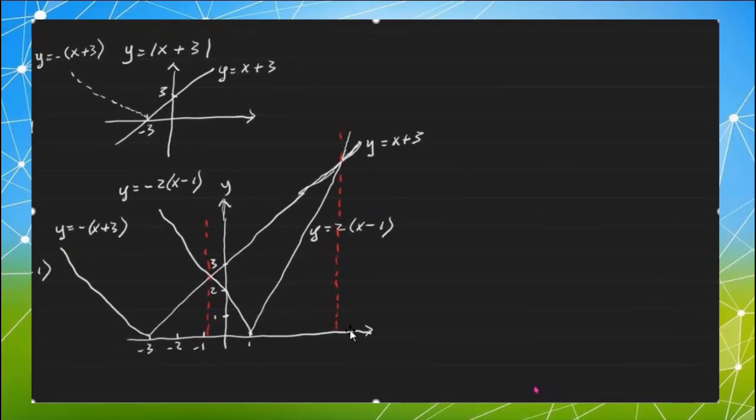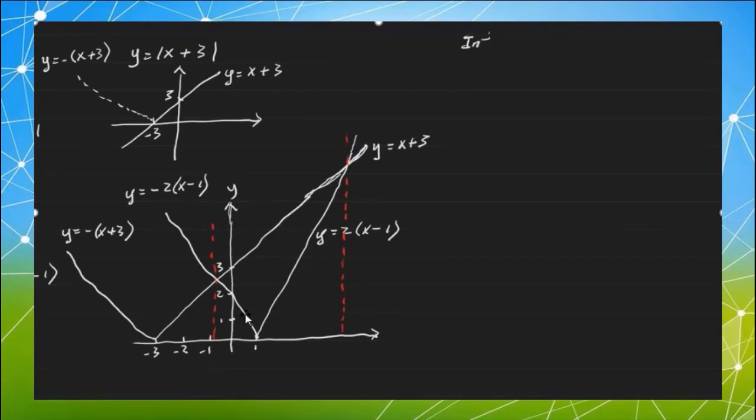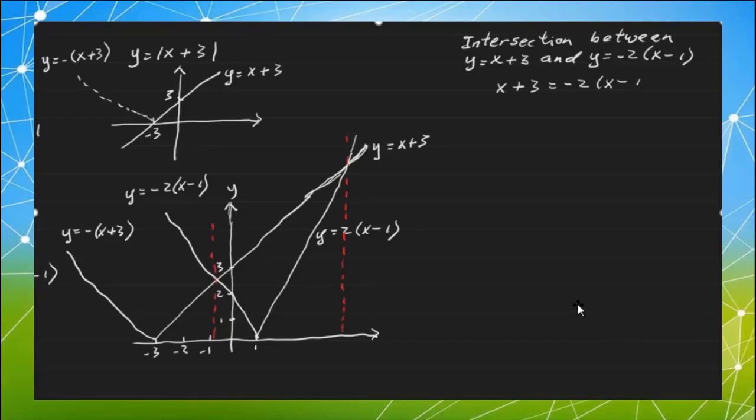Now I'm going to find this intersection point. For the first point, that is the intersection between the graph y equals x plus 3 and also y equals negative 2x minus 1. Now I'm going to do the simultaneous equation in order to find the value of x here. Now I get x plus 3 equals negative 2x minus 1. Now I'm going to simplify this equation to get the value of x. So after simplifying, I got the value of x is negative 1 over 3.